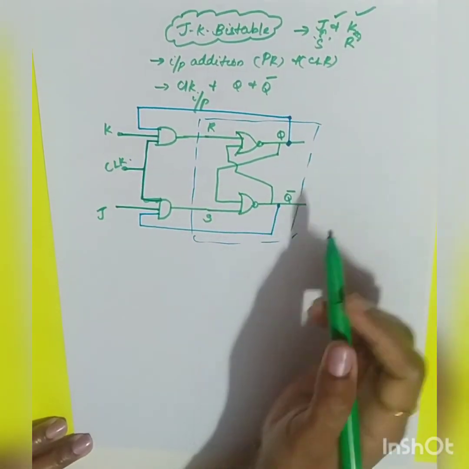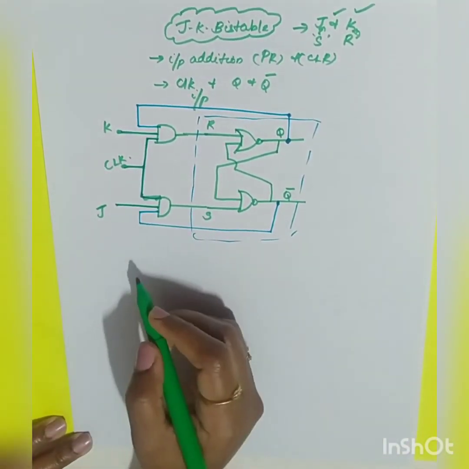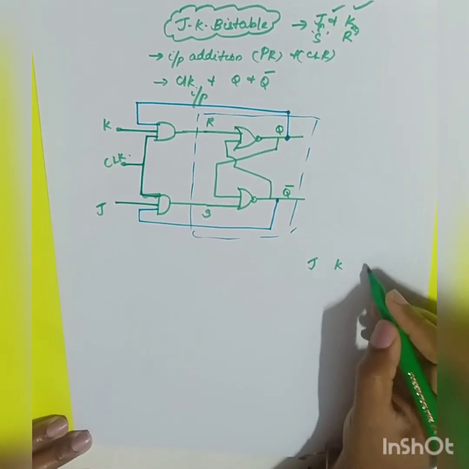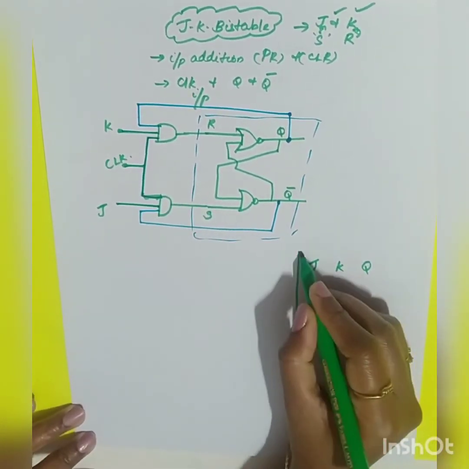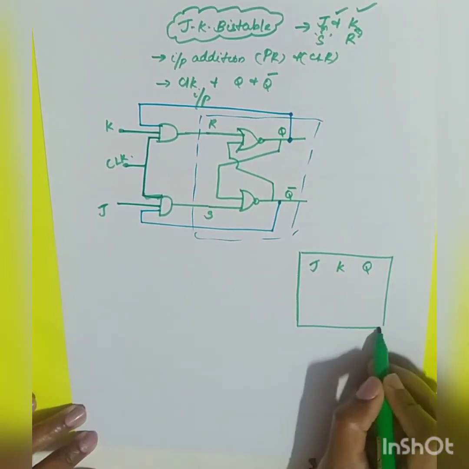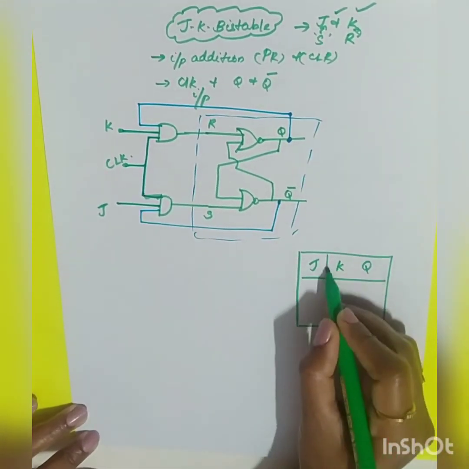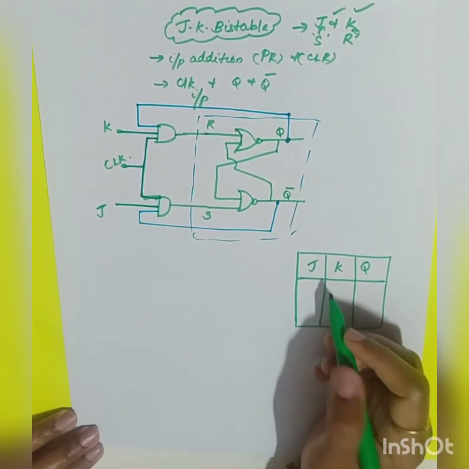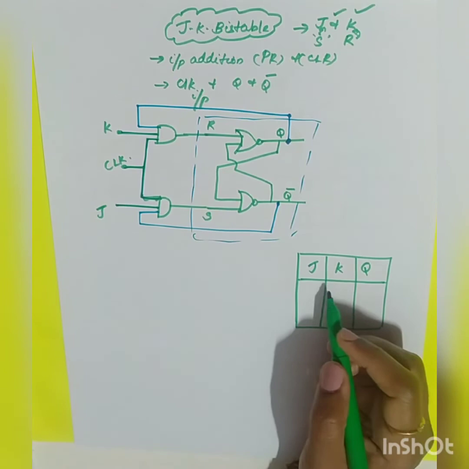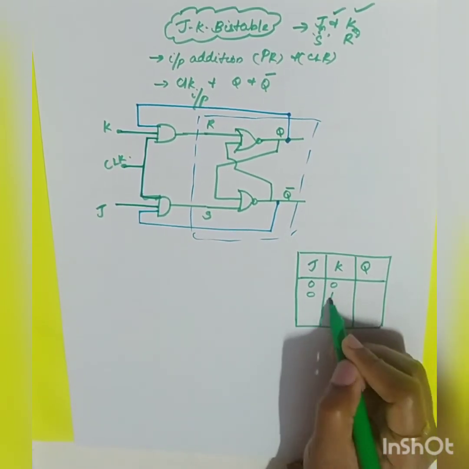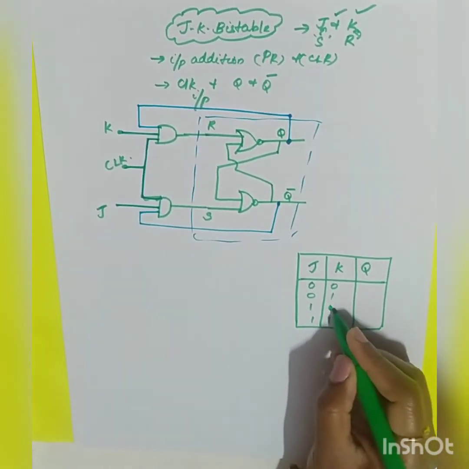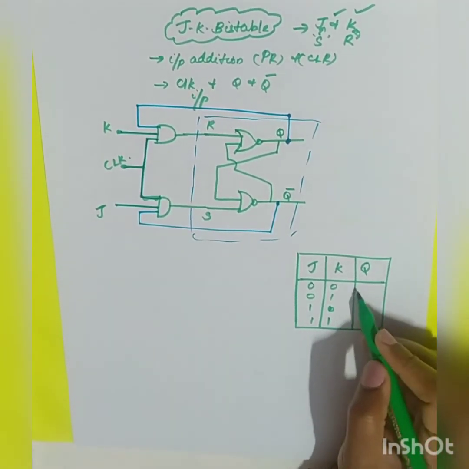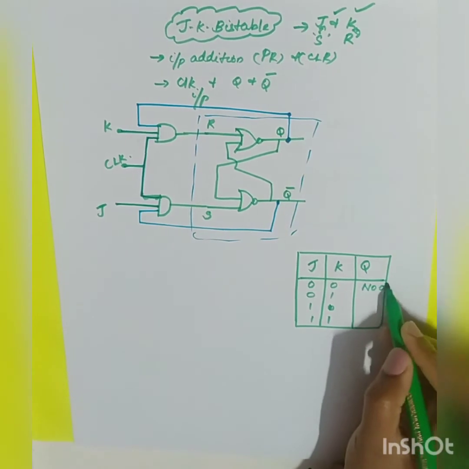Okay, so now the truth table of the JK flip-flop is given by J, K, Q. It is the same truth table as your RS flip-flop, the only difference is what? Your 1-1 state is removed from the indeterminate state. So 0 0, 0 1, 1 0, 1 1. In the case of NOR, what was your condition for 0 0? There was no change.